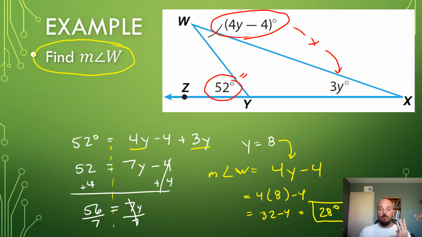So this one actually had 3 parts. I said every solve for x question like this has 2 parts. This one had 3. Part 1, know the theorem and set the equation up right. Part 2, solve the equation for y correctly. Part 3, answer the right question. We had to plug y back into the right expression to get the right answer.